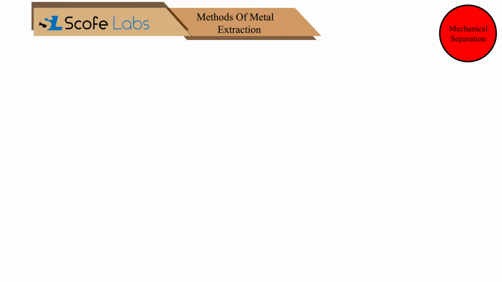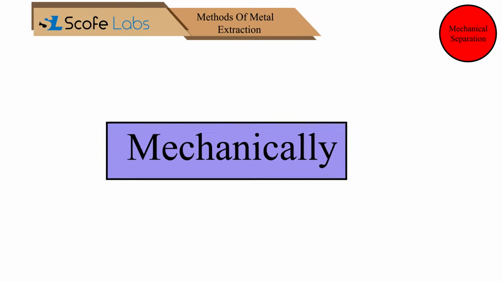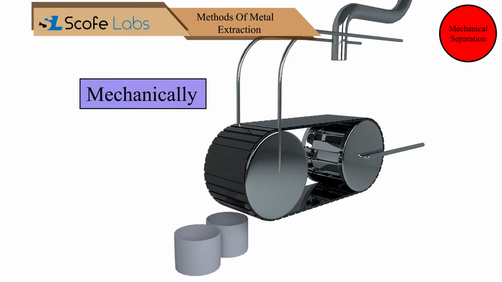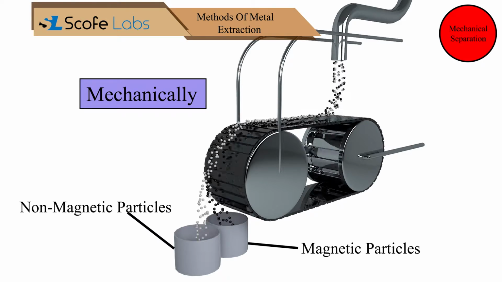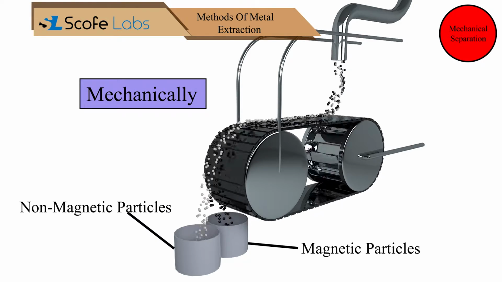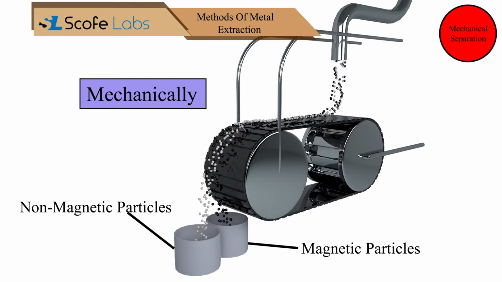As the name suggests, in this method the extraction of metals is done mechanically. For example, a magnetic roller. In a magnetic roller, the magnetic and non-magnetic particles from ores get separated, as you can see.